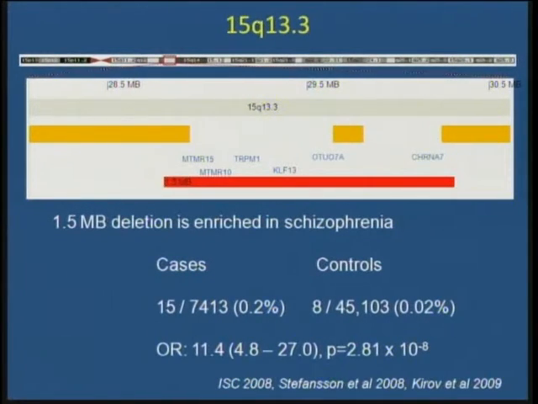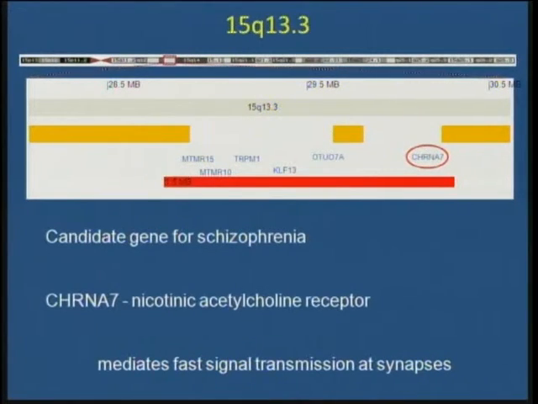The fourth locus is 15q13.3, and this also has a very high odds ratio. It's at about 2% in cases and 0.02% in controls. And again, there is a nice candidate for schizophrenia. It's CHRNA7, which is a nicotinic acetylcholine receptor and mediates fast signal transmission at synapses.